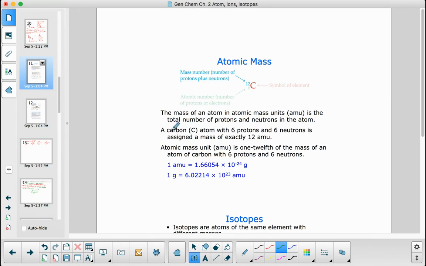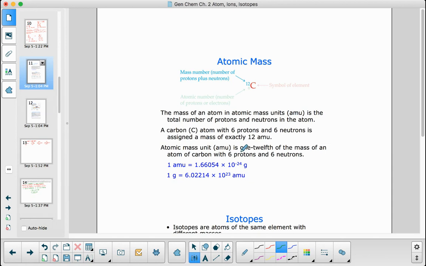And so a carbon atom with 6 protons and 6 neutrons is assigned a mass of exactly 12 atomic mass units. So what that means is that the atom has these units that contain mass, and they're called atomic mass units.